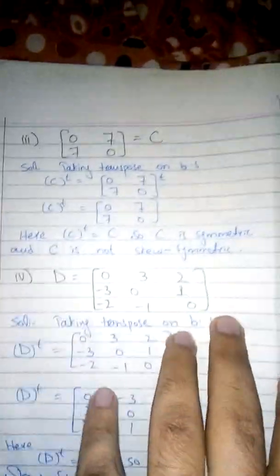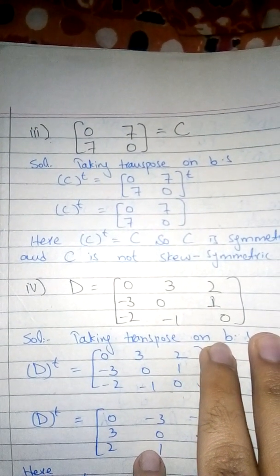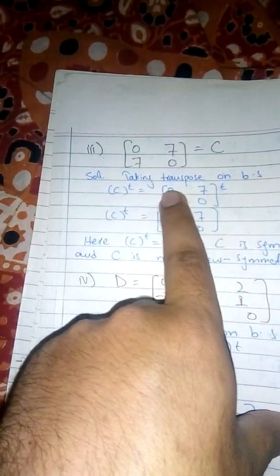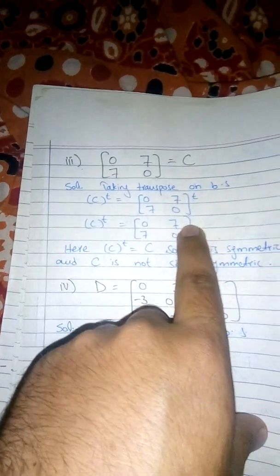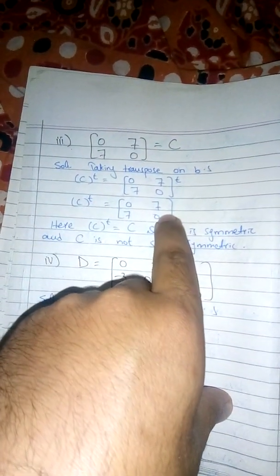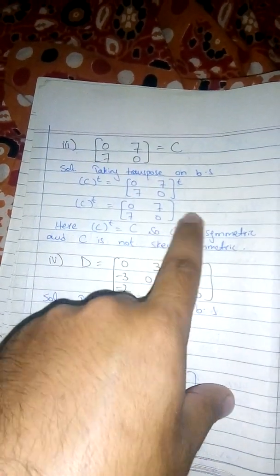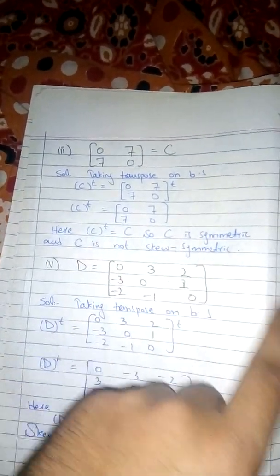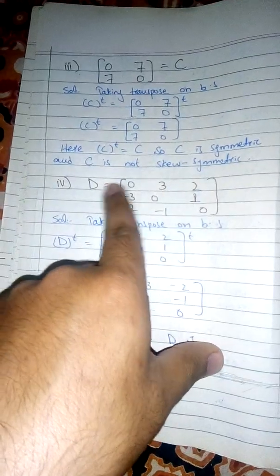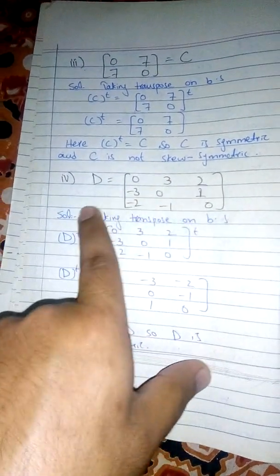If you look at the third part, 0, 7, 7, 0 is the C matrix. If we take transpose on both sides and apply it, the first row will change into the first column, the second row will change into the second column, and when I look at this solution and the original matrix, 0, 7, 7, 0, these are the same, so C transpose is equal to C, so C is a symmetric matrix, not skew symmetric.